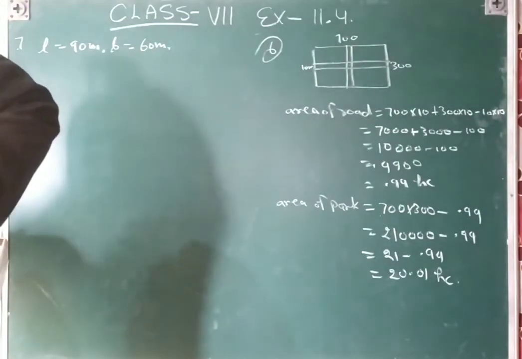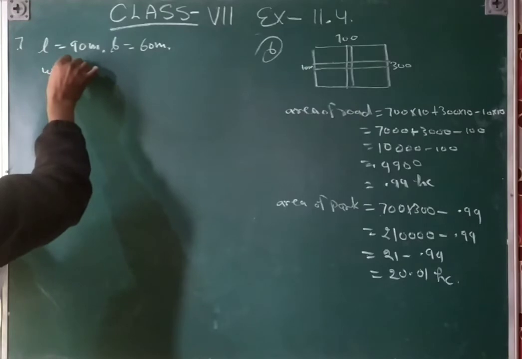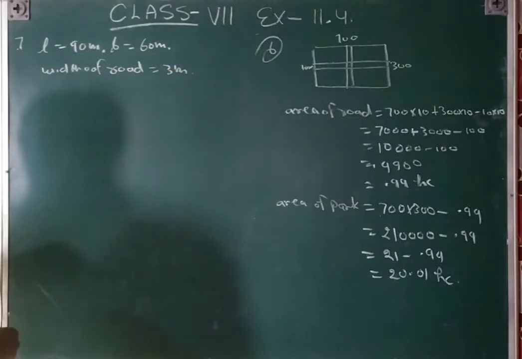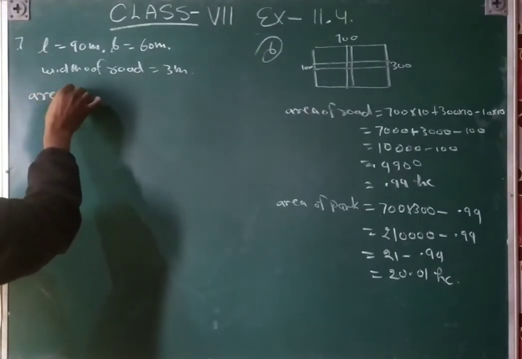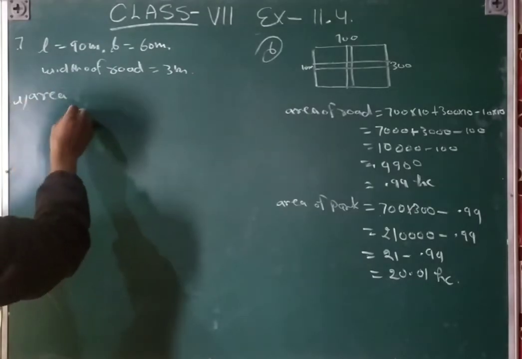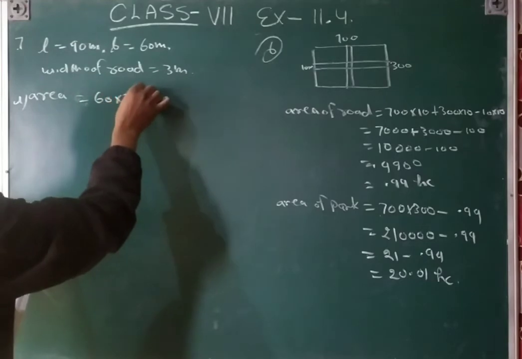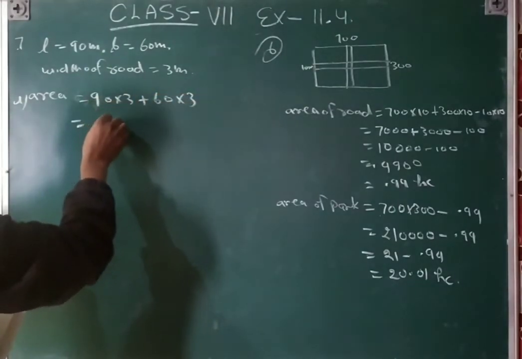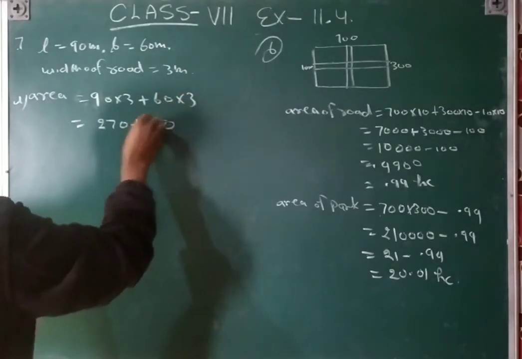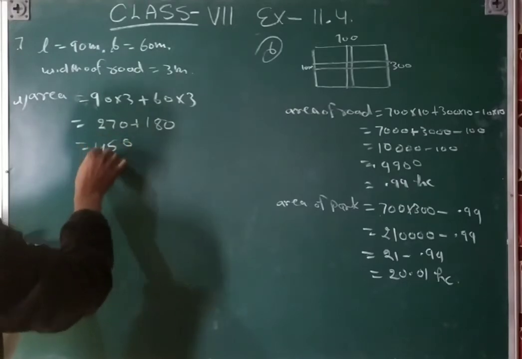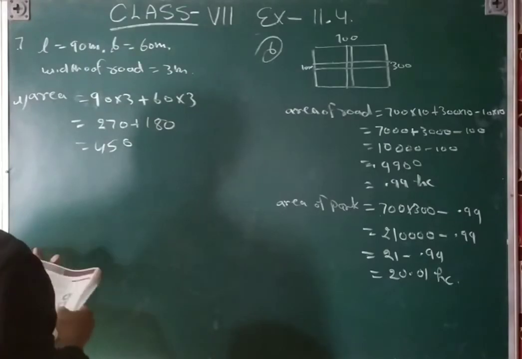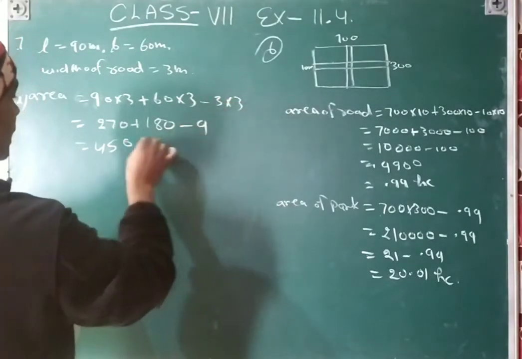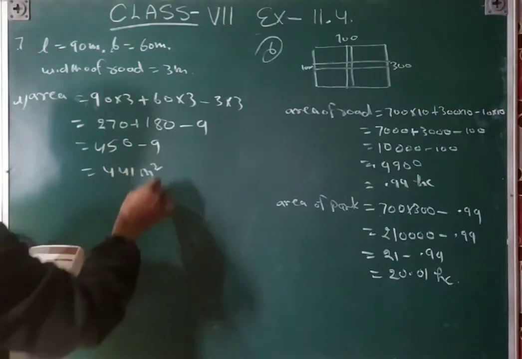And width of road is equal to 3 meter. So area of road is equal to, first part, that will be 90 into 3 plus 60 into 3, because both are parallel. 9 3s are 27, and then 6 3s are 18, that gives 450, and that is 450, minus 3 into 3, means 9, that is 441 meter square covered by road.